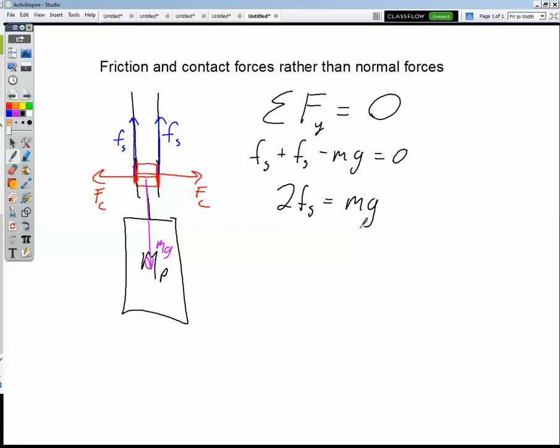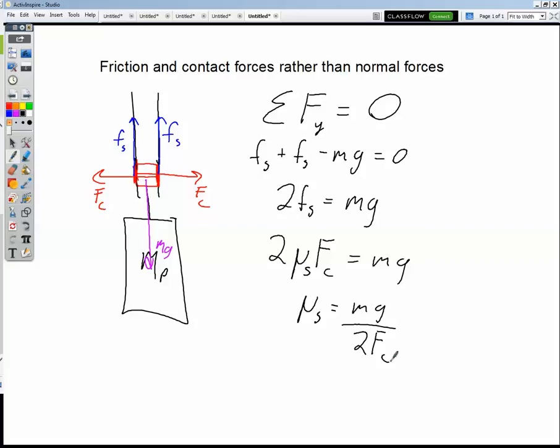Using our friction equation, we can rewrite friction as, this time, the coefficient times these contact forces here. The contact forces are really what we care about. And then this is going to equal mg. So then the minimum coefficient of static friction is going to have to be mu sub s equal to mg over 2 times that contact force. So the bigger the contact force, the more the force of friction holding this guy up. The bigger the coefficient, the bigger the friction force holding this person up.